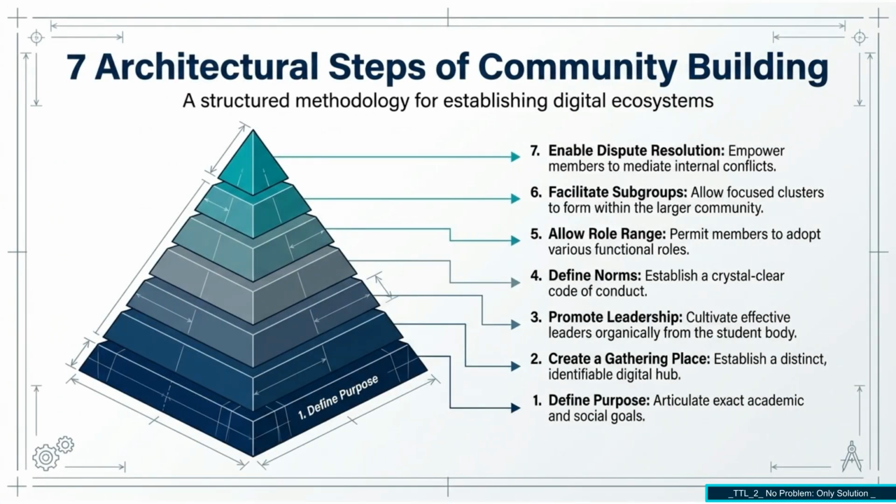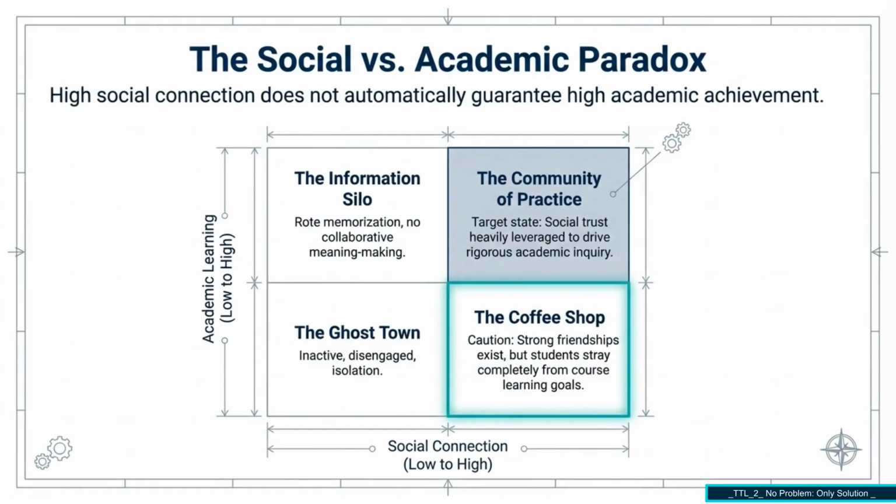There are 7 architectural steps to community building, starting with defining your purpose and gathering place, all the way to facilitating subgroups and enabling effective dispute resolution. We must navigate the social versus academic paradox. High social connection doesn't guarantee academic achievement. We aim to move from a coffee shop dynamic to a focused community of practice.